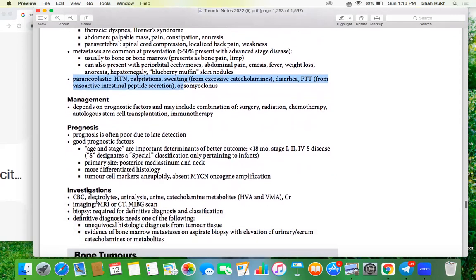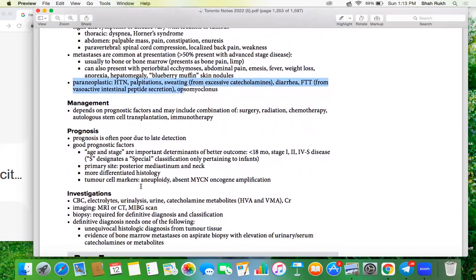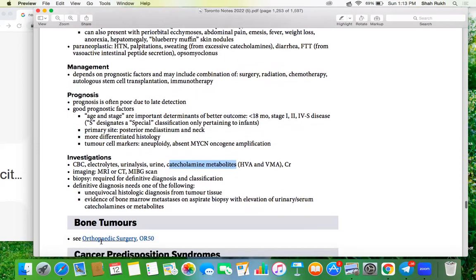Then investigations, what are your investigations? It could present with hematuria or diarrhea or dyspnea, so you have to rule out all those problems which can present that way. Maybe like pheochromocytoma, right? It can present the same way, so you have to rule it out with catecholamines, MRI, CT, biopsy.